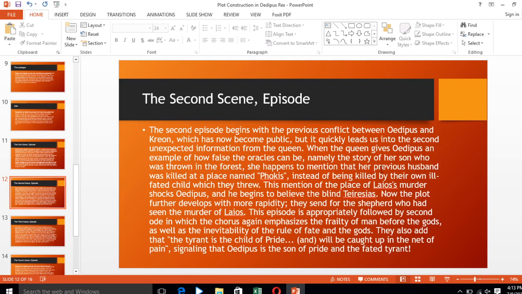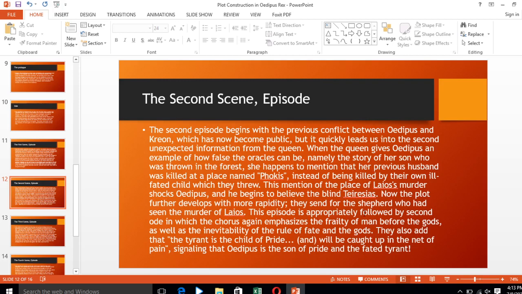She happens to mention that her previous husband was killed at a place named Phocis instead of being killed by their own ill-fated child, whom they threw away. This mention of the place of Laius' murder shocks Oedipus, and he begins to believe the blind Tiresias. Now the plot further develops with more rapidity. They send for the shepherd who had seen the murder of Laius.